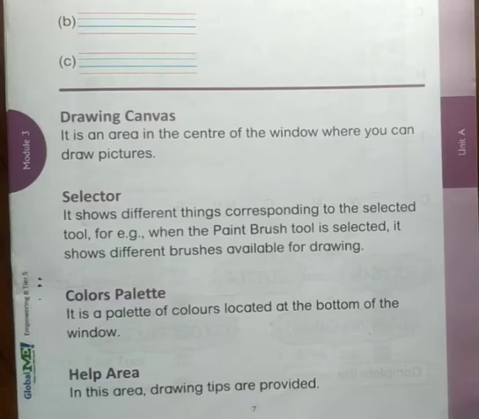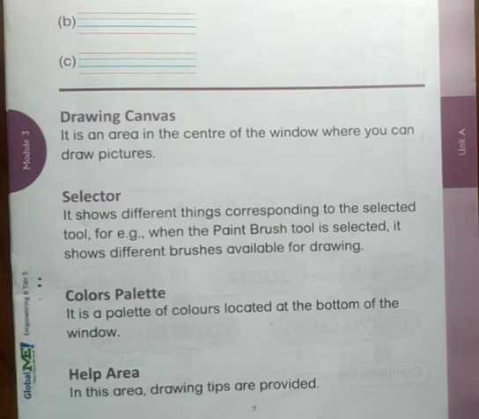Next we call it the colors palette. The colors palette is located at the bottom of the window. Whichever color you want to fill in your image or drawing, the color palette is used for that. For coloring purposes the color palette is useful, and it is located at the bottom of the window.